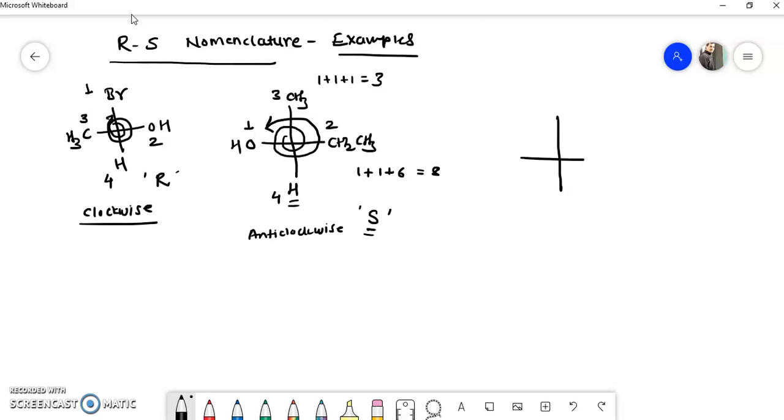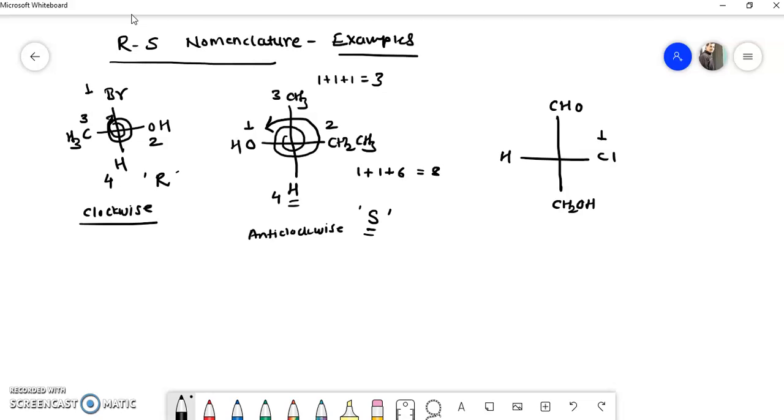Now consider this example. Suppose here is a chlorine, here is a hydrogen, here is a CHO group, and here is suppose CH2OH. Now this example is a little bit more difficult than the previous two. First of all we have to give the highest priority number. Now if you see this hydrogen, carbon, carbon, and chlorine, we know that chlorine has the highest atomic number, so chlorine will get the first number. Now for the second number, whether this carbon or this carbon, we have to decide. Both of these are carbons, so we have to consider the next atom.